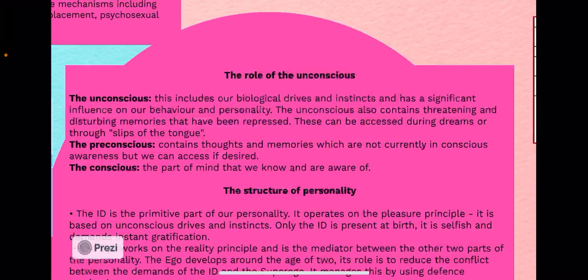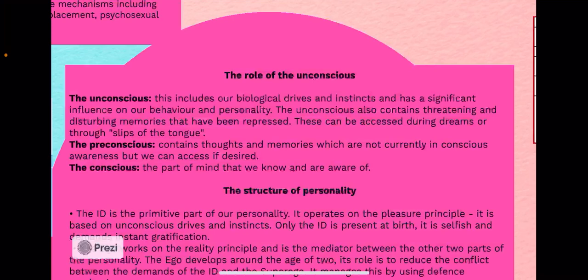The preconscious, this contains thoughts and memories which are not currently in conscious awareness, but we can access if desired. So we can access our preconscious if we need to. So think about when you're thinking about a particular time or place, you can access your memories. Your memories are stored in your preconscious. The conscious, the part of mind which we know and are aware of.